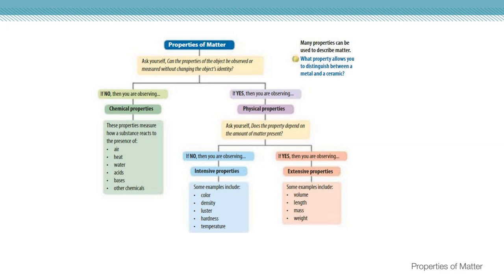Here's an example of that. If it can be observed without changing the composition, then it's a physical property. Then you just have to look at, does it depend on how much I have? If it doesn't depend on the amount, then you can tell the difference between whether it's extensive or intensive, depending on whether it does or does not depend on the amount that you have.